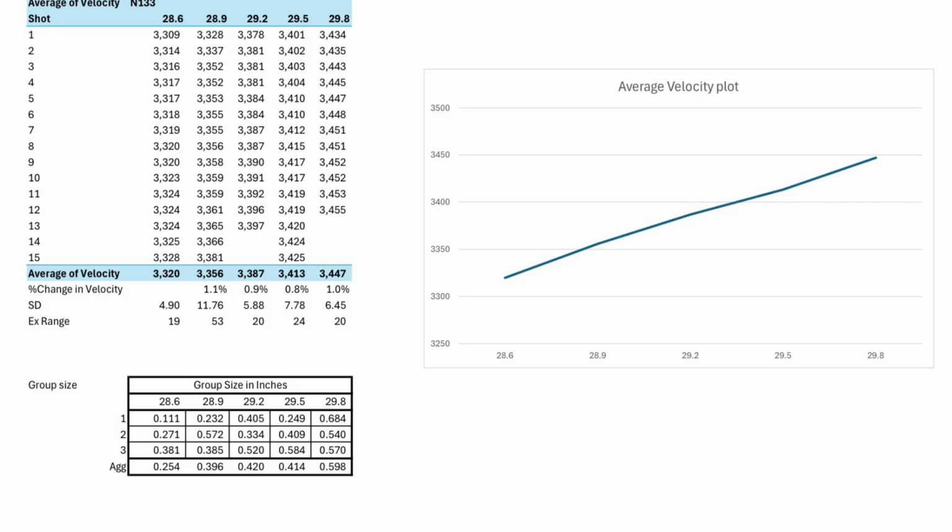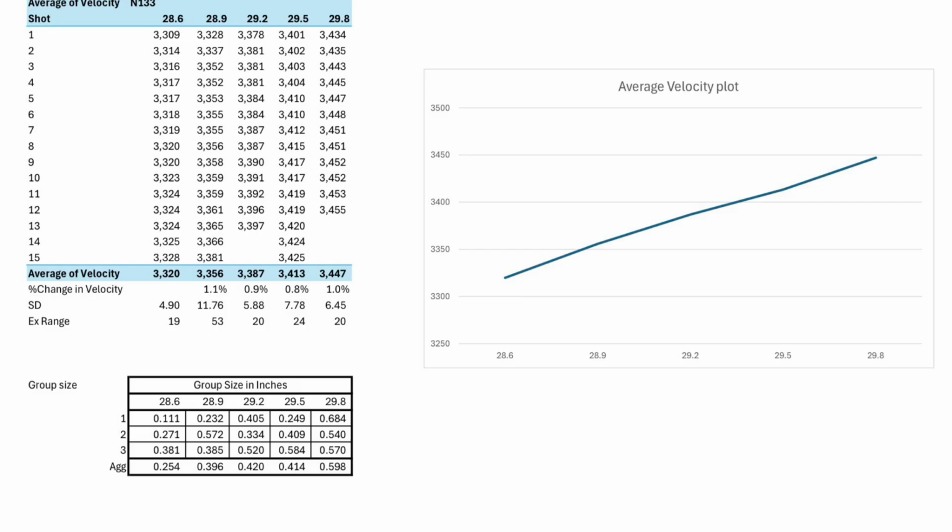So looking a little bit more at the details, the smallest SD was that first 28.6, and I think that's the smallest extreme spread as well. If you look further down, you can see the groups. I got the smallest average groups on that one. I was very pleased with the 0.111 inch group. That was fired on a 100 metre range. When you measure it with a laser rangefinder, it's actually a 104 metre range, which is 114 yards. So that 0.11 inch group was actually 0.098 MOA, which is one of the best groups I've shot.